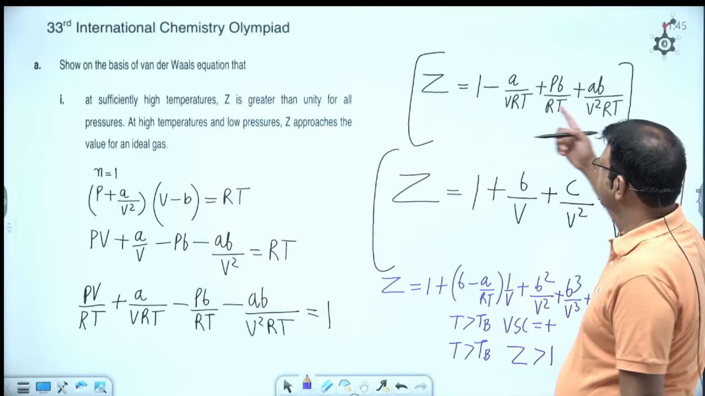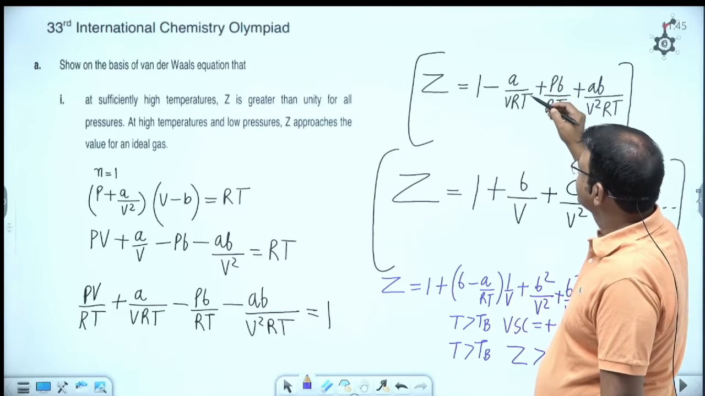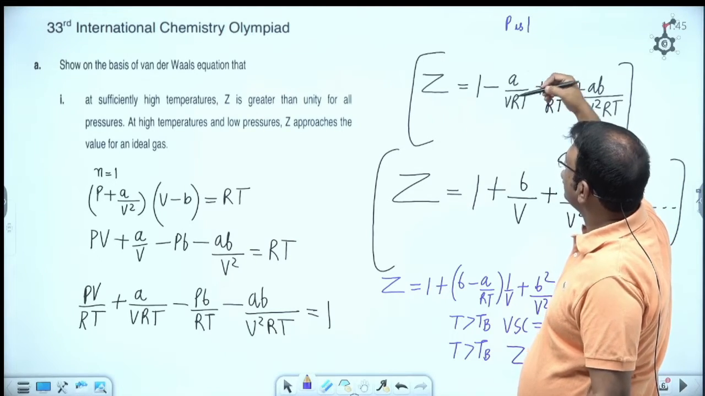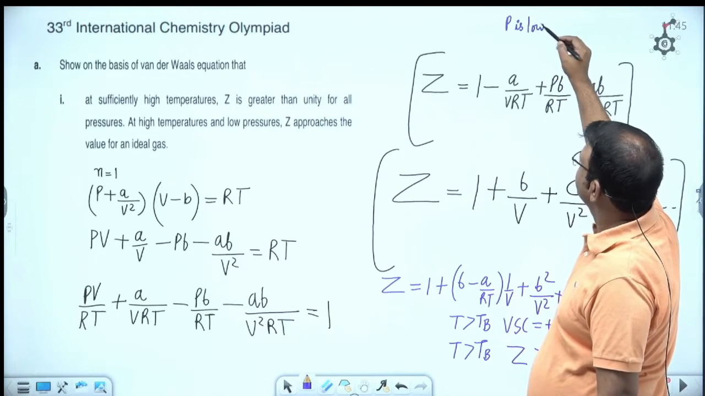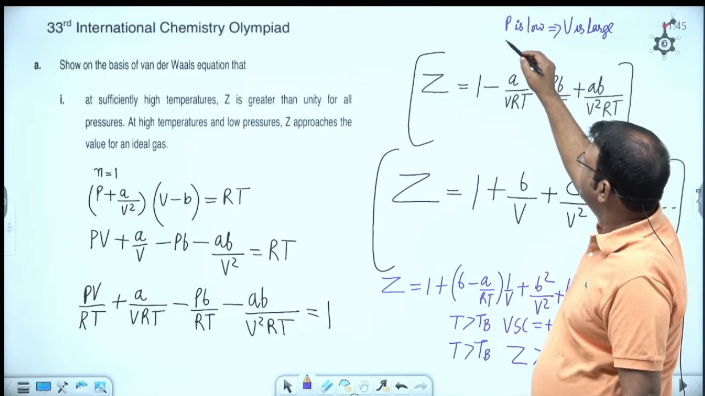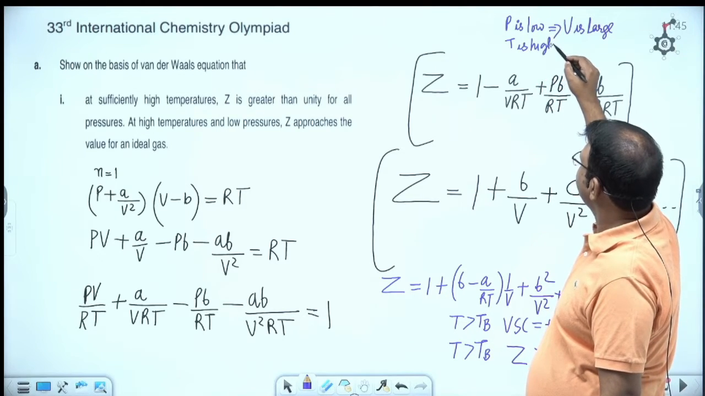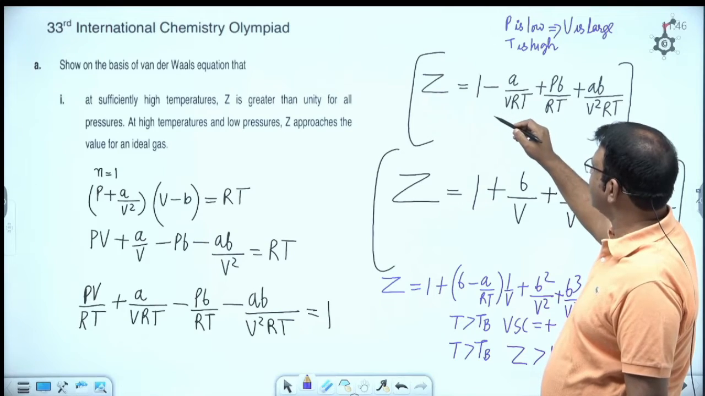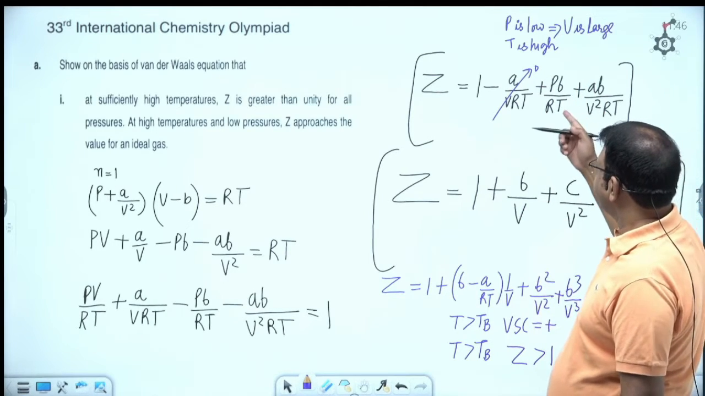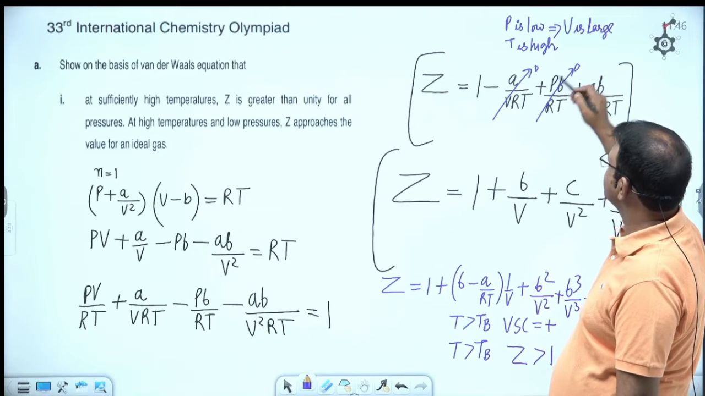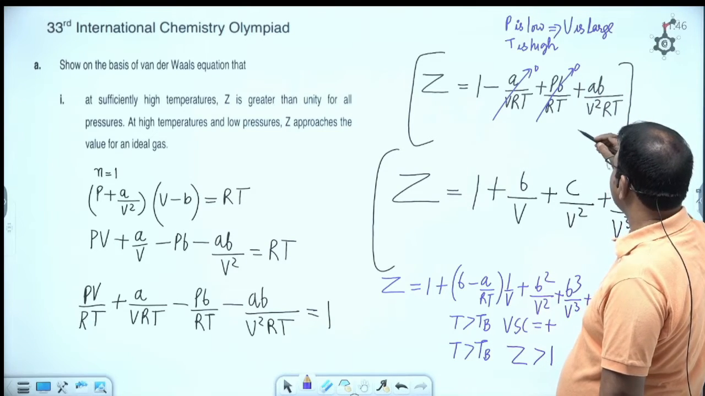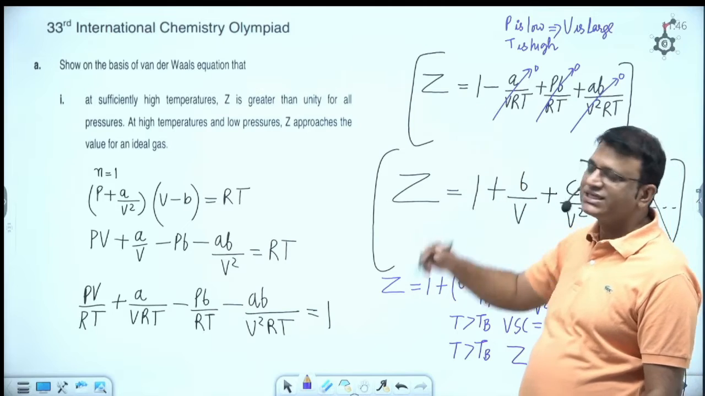From the first equation we can say that when the temperature is high and pressure is low, so P is low means volume is large, and temperature is high. From here we can say that in the denominator both volume and temperature are high, so we can neglect this part. Under this condition this is going to be 0. And again here, when the pressure is low and temperature is high, this portion can also be neglected with respect to 1. And here again, because the volume is large and temperature is high, this portion is also going to be 0. From there we can say that Z is equal to 1.